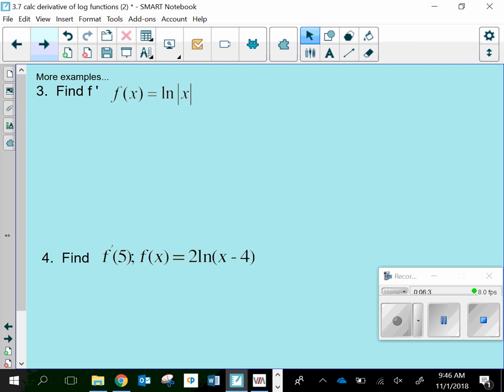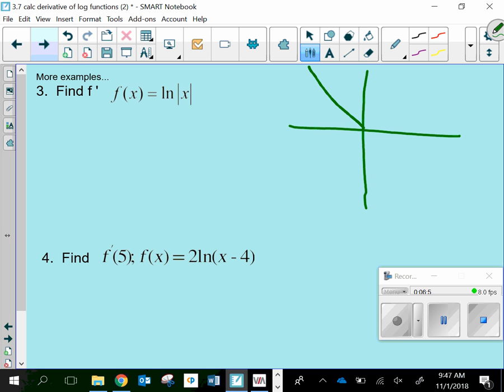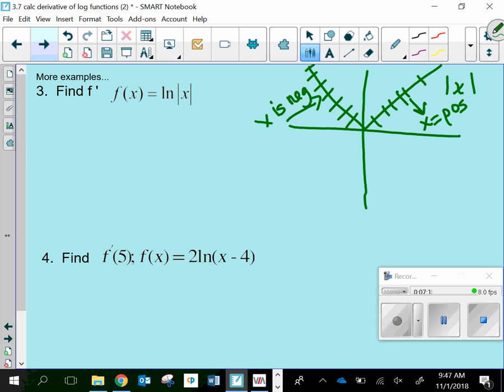Okay, now this is the one that Abby said, wait, this was on the sheet. The ln of absolute value was on the sheet. So let's look at the absolute value of x. That looks like this, right? We really have a negative piece of that where x is negative, and we have a piece right here where x is positive. And then we have 0, which doesn't matter.